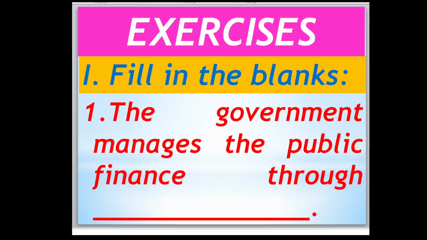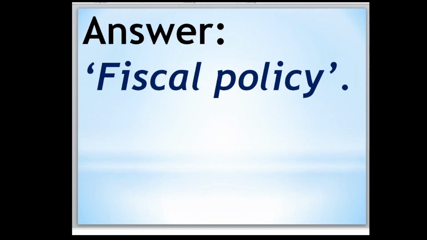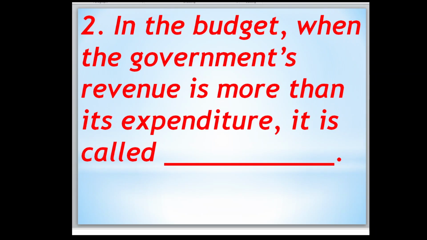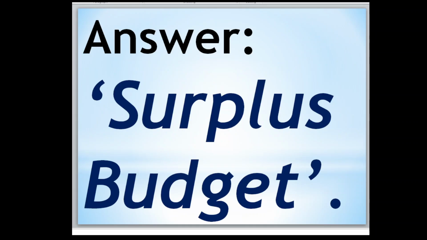Exercises. First main, fill in the blanks. First, the government manages the public finance through the dash. Answer is fiscal policy. Fiscal policy, you can take it down, then move to the next. In the budget, when the government's revenue is more than its expenditure, it is called dash. Answer is surplus budget.